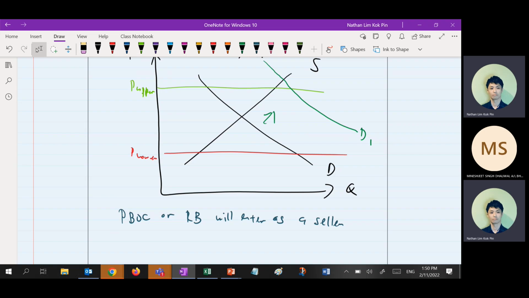Enter as a seller, what? They enter as a seller and sell. This is a good case. They sell their own currencies. If they sell their own currencies until it is within the range, then they stop. Why is it a good thing when you sell your own currencies? What is a good thing for China? Why? Faster, think, faster.